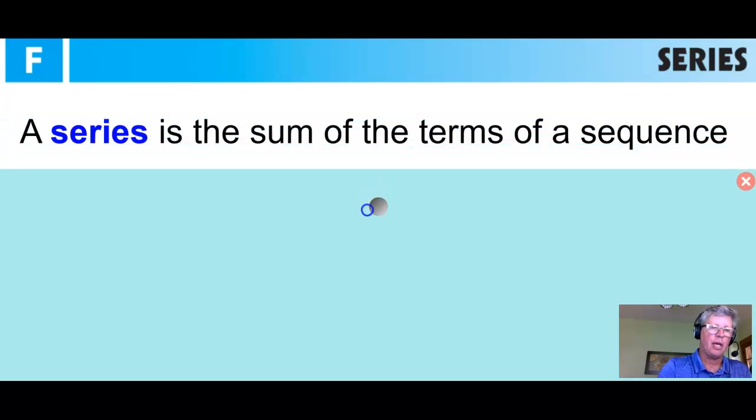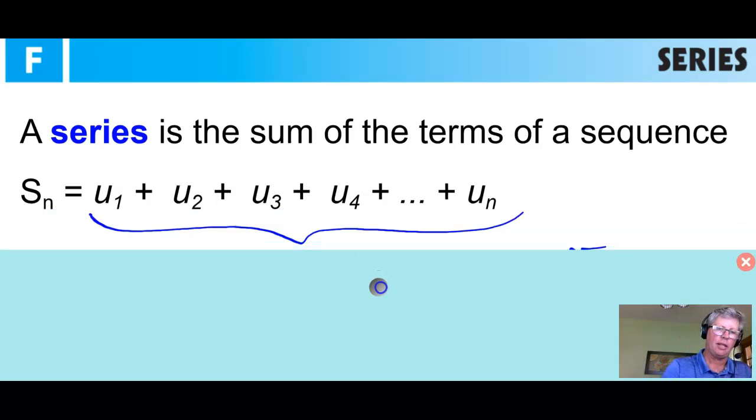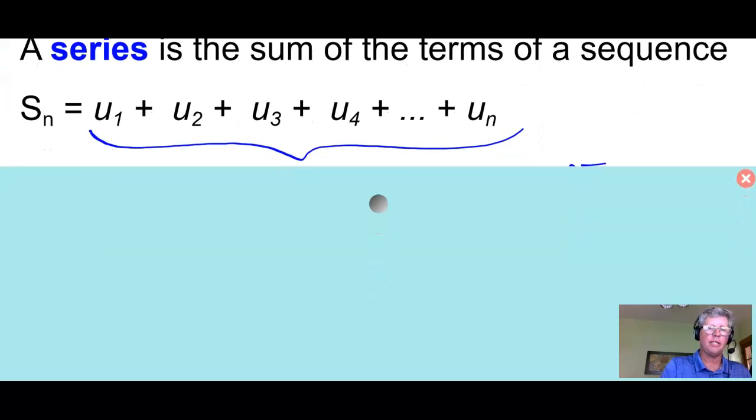All right, a series is the sum of the terms of a sequence. That's all there is to it. We can write it like this. Use a capital S. This means the sum of the first n terms. So if we had an S sub 3, it would mean the sum of the first 3 terms. We've used u sub 1, u sub 2, and so forth as the terms. And then the nth term is that last term. All right. That's it.